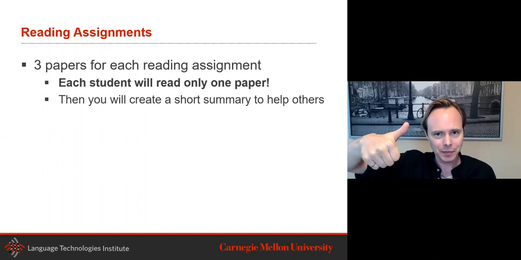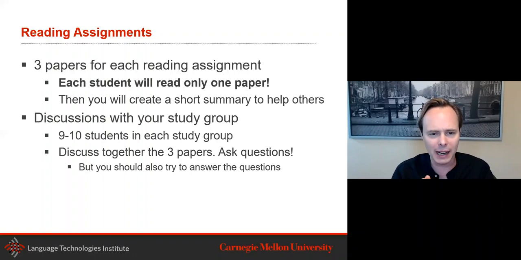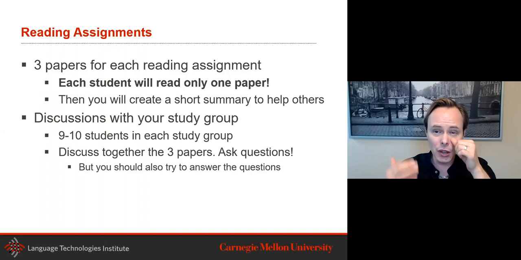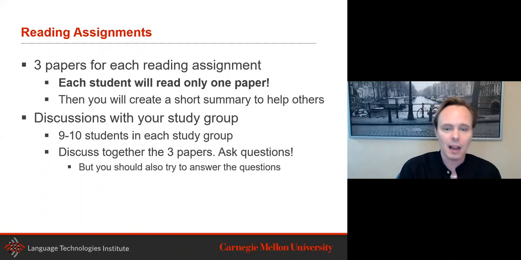And so the idea here, you have a study group of 9 or 10 students. I think we created them already, or they will be created soon on Piazza. And then you will have a discussion on Piazza about the papers. You can use this discussion for two things. One is to ask questions about the paper you read, because you have other people who read it. The other is to ask questions about the other papers that are there.